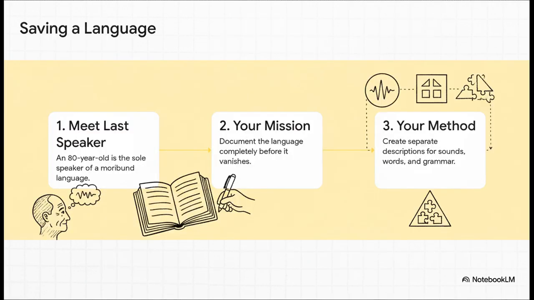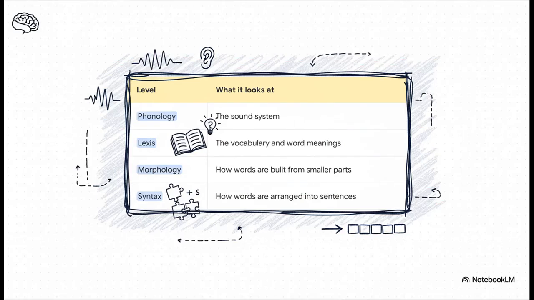Well, you're not just going to write down everything they say in one giant, chaotic notebook, right? No way. You'd get organized. You'd create a section just for the sounds of the language, another section for all the words, and a third for the rules about how to put those words together into sentences. You'd instinctively create different levels of description. And boom, that is exactly what linguists do. Phonology is just the sound system. Lexis is basically the dictionary. Morphology is all about how words are built, adding prefixes or endings like s to make something plural. And syntax, that's the grammar, the rules for arranging everything.